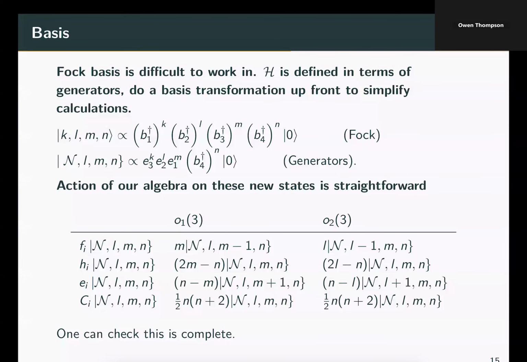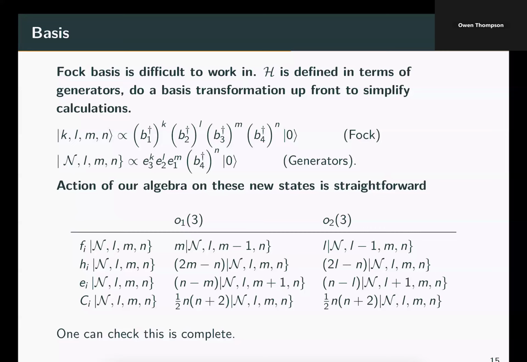Writing the Hamiltonian out in terms of the generators necessitates doing a basis transformation. If you try and work in the physical Fock space basis, you end up having to commute those generators with all of the creation and annihilation operators, and that can be a bit of a headache. So if you do the basis transformation up front, so that you write your basis states in terms of the generators as well, it makes everything later on much easier.